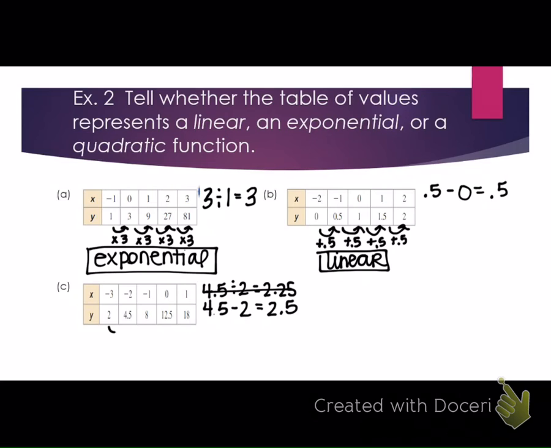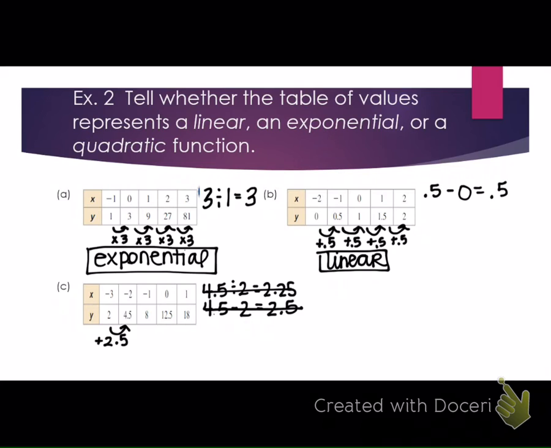So let's try that one. 2 plus 2.5 does give me 4.5. But does 4.5 plus 2.5 give me 8? That actually gives me 7. So again, I can cross out the common difference, which means there's a very high chance that this is quadratic. So I've got to find the first differences. I'm going to do 4.5 minus 2, and that gives me 2.5. So I know that going from 2 to 4.5, I've added 2.5.